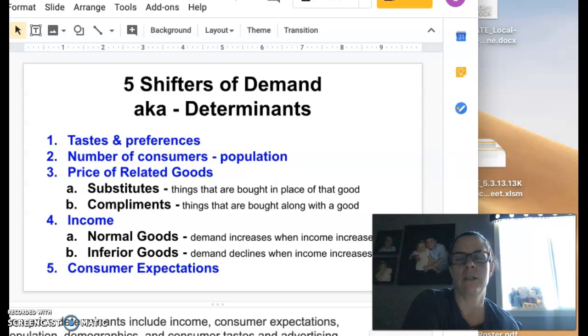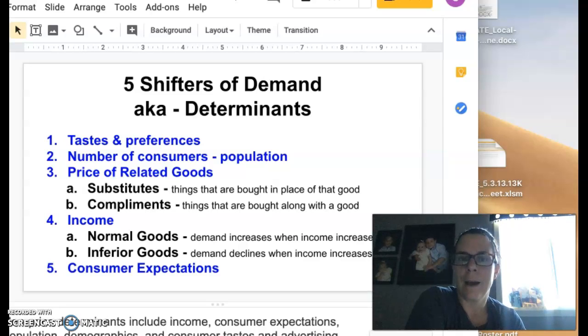Complement goods are goods that you tend to buy together. So maybe when you go to the gas station and you get gas and car washes, or maybe peanut butter and jelly, or hot dogs and hot dog buns. Those are complements, or things that you tend to buy together. The price of one good impacts the other.